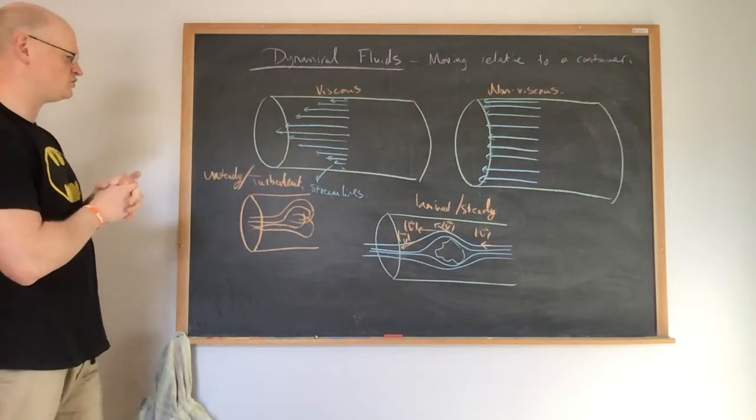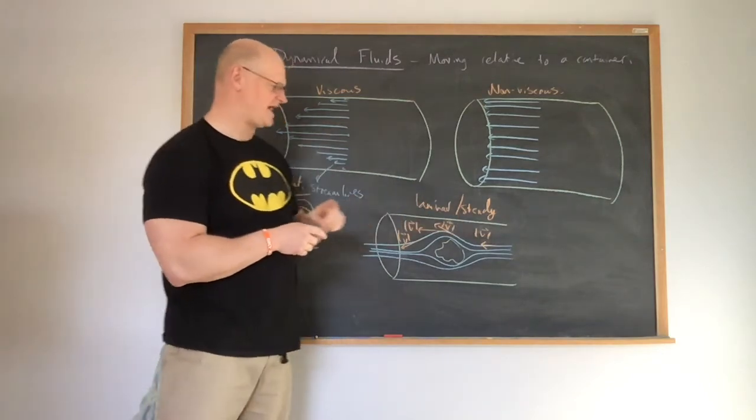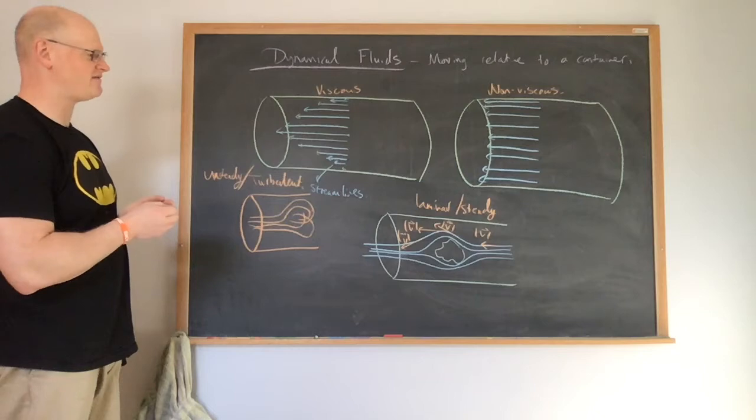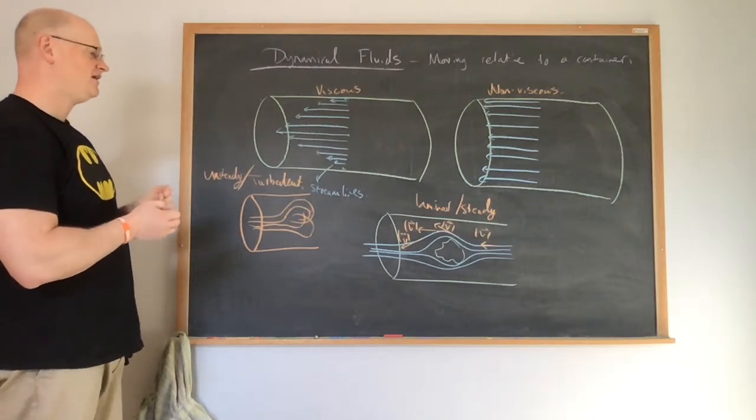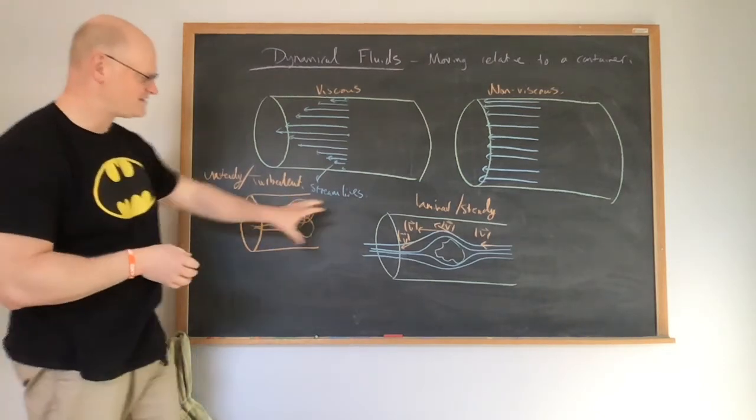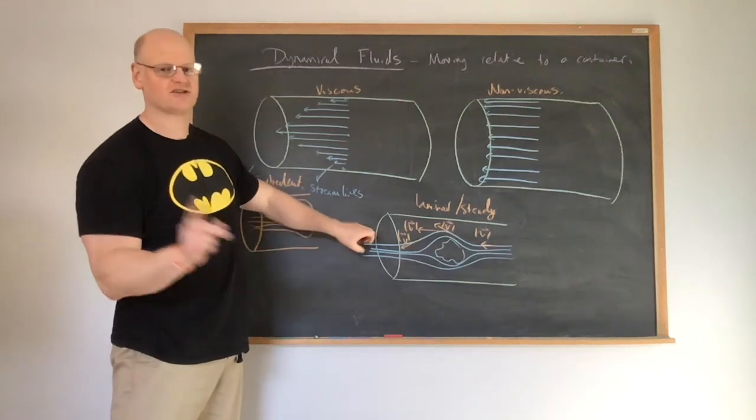We're also going to assume that it is laminar and steady, okay? So that all of these things have exactly the same amount of velocity at all points, unless it goes into a section which has a smaller cross section. We'll talk about that next.